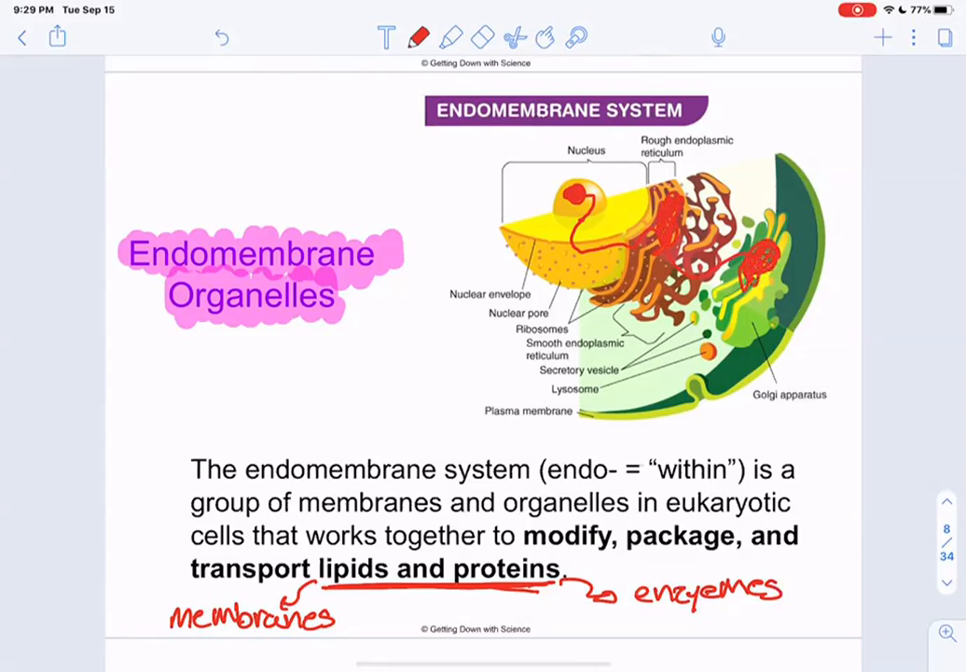Once we're done hanging out here and we're being modified and tagged and shipped out, we will either be sent to the outside environment to do some sort of job or to go to some other cell, or we will be sent to the lysosome or some other part in the cell as well. And so it's a lot of packaging and processing that's happening here. And we're gonna go through this process right now.